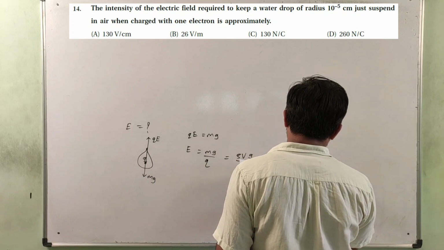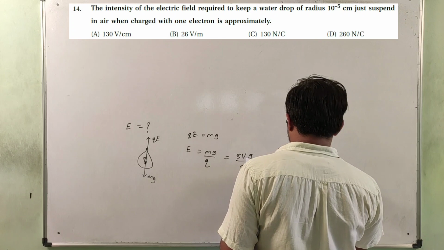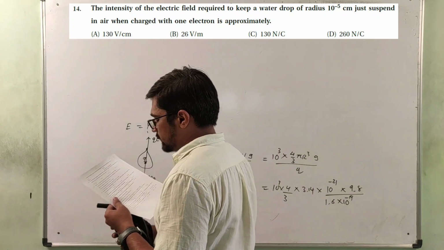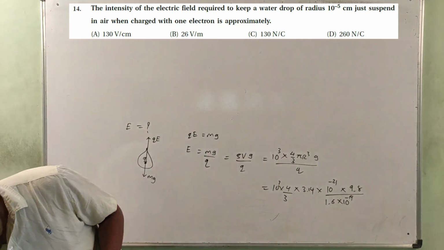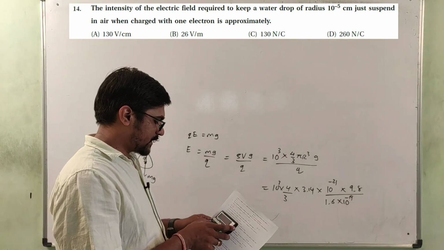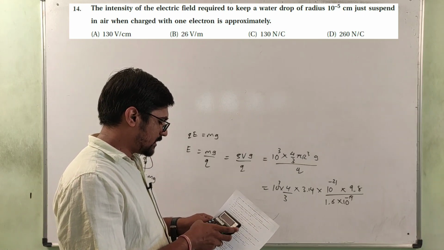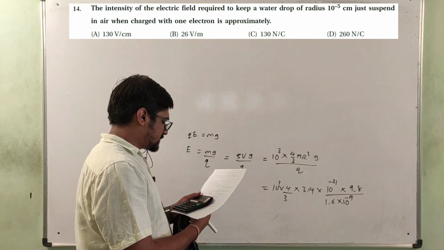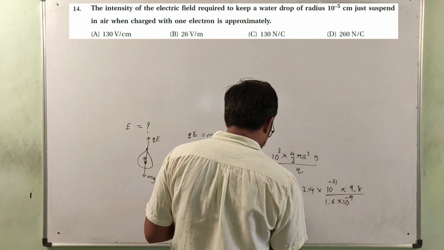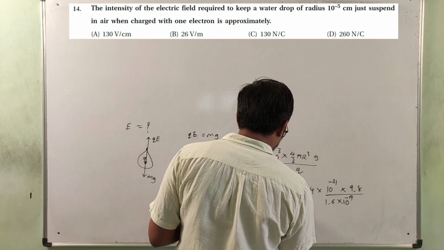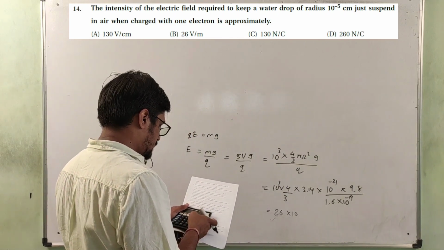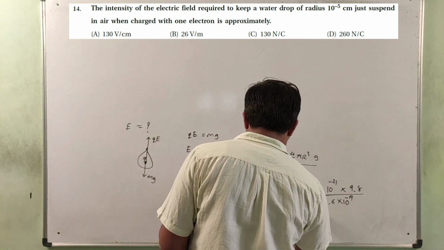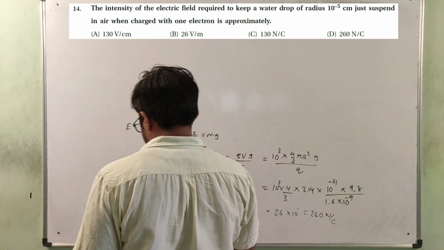So minus 7 into 3, 21, into g 9.8, divided by the charge 1.6 into 10 power minus 19. So an electron is present on that sphere, so the charge is 1.6 into 10 power minus 19. So 4 into 3.14 into 9.8 divided by 3 divided by 1.6 is equal to 25.64. So approximately 26 into 10 power 19 minus 21 plus 3, so that is equal to 1. So 260 Newton per coulomb is the answer.